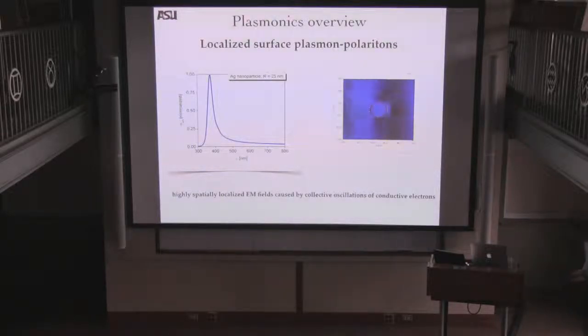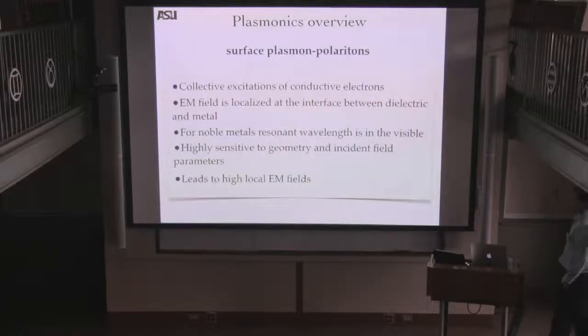Okay. So the highly spatially localized electromagnetic field is caused by collective oscillations of conductive electrons. And when I say plasmon, I'm referring to the oscillations of electromagnetic radiation associated with oscillations of collective conductive electrons. Yes? What is the period again? The period? Yeah, is this a single particle? No, this is a single particle in vacuum, yes.